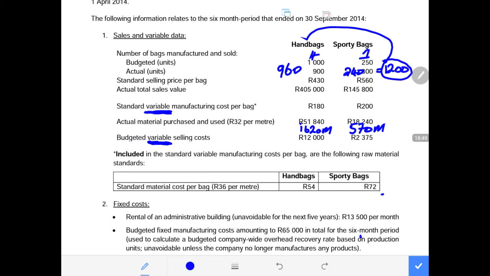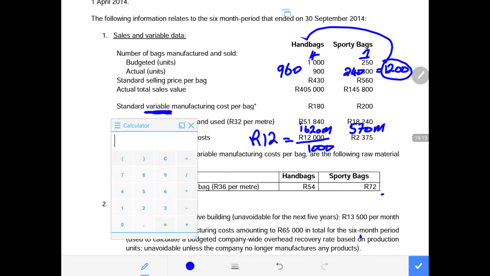So now we need to say how many units did we budget to produce and sell. We budgeted to produce 1,000 units. We must divide that by the budgeted selling cost, and then you say divide the selling cost by 1,000 units. That means we can see it very clearly that we get 12 rand per unit. So we have 12,000 divided by 1,000. That means the budgeted selling cost, which is variable, is 12 rand per unit.